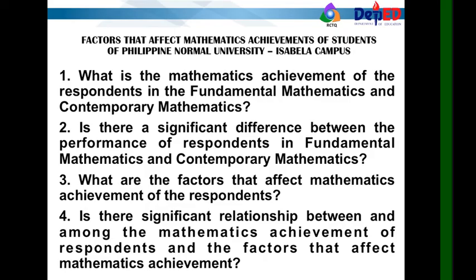Or maaaring kapag mataas ang level of factors niya doon sa mga factors na yon, ay may possibility na mataas din yung magiging achievement niya sa math. So, we don't know. Okay? But, dito sa number 4, masasagot na yung tanong. Kapag nasagot ang tanong na yon, maa-achieve na niya yung kanyang goal or objective, which is determining the factors that affect mathematics achievement of students of Philippine Normal University.